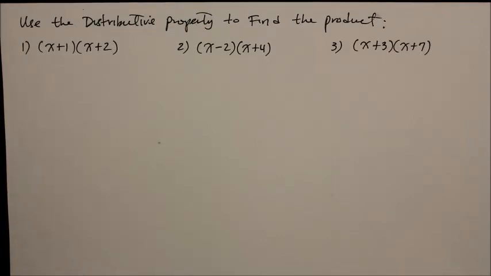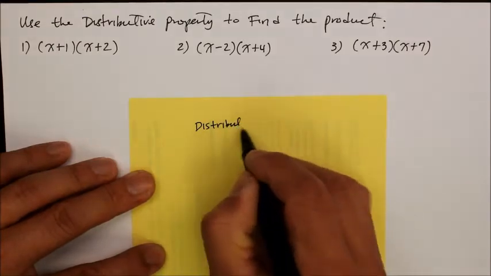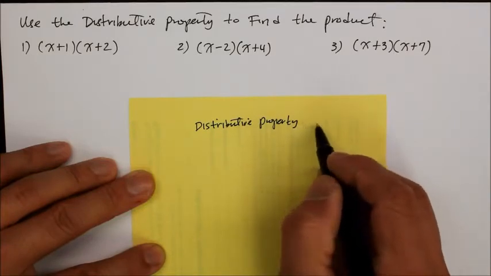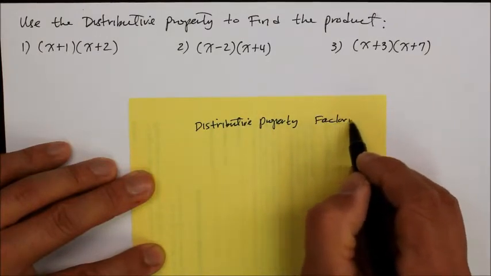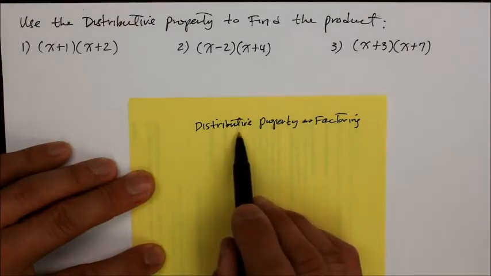Hi, this instructional video is sort of a prelude to the next instructional video, which is about factoring polynomials. But in order to learn about factoring, we have to learn about the distributive property. You see, when you apply the distributive property, that is the inverse operation of factoring. It's like going backwards and forwards. So to learn about factoring, we have to know how to do the distributive property.